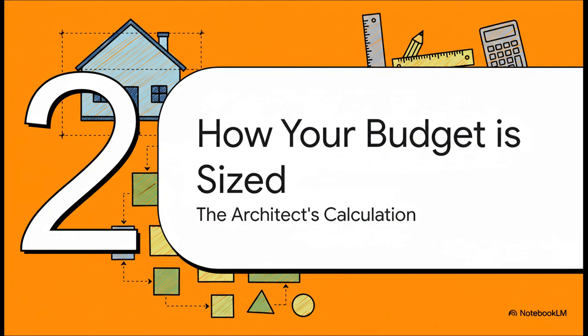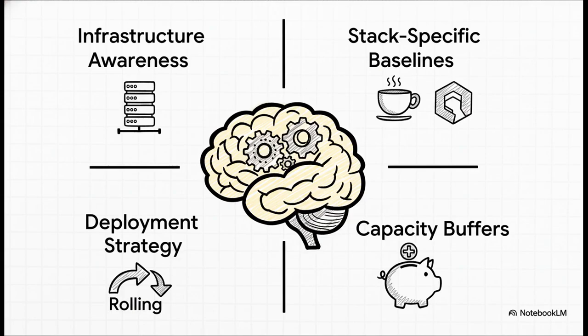Well, it's not just some random number they pull out of a hat. It's actually a calculated architectural guess based on some really key design factors. See, admins calculate this budget based on four main things: knowing the physical hardware they're working with, using baselines for your specific tech stack, planning for the overhead from your deployment strategy, and adding a little buffer for growth. Let's see how these pieces all fit together.